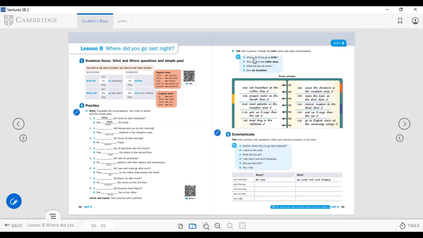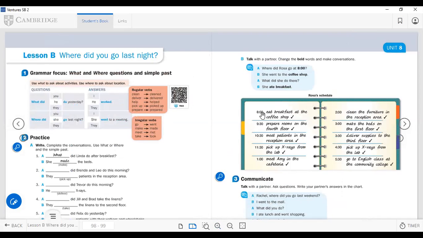So I will start like, where did Rosa go at 8 a.m.? And I would look at the schedule here. So at 8 a.m., Rosa went to the coffee shop. She went to the coffee shop. What did she do there? She ate breakfast. So I am going to show my students that I am expecting them to use the verb in each of these activities and change the verb to the simple past. So I will model this exercise several times, okay?